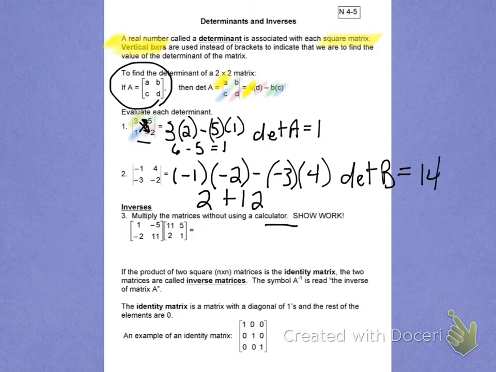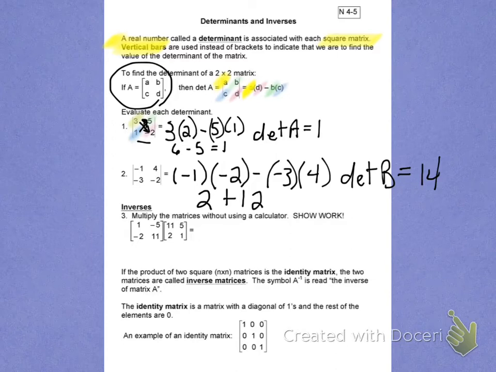Okay? So the determinant of B is equal to 14. Now I have a little stray mark there. Let me get rid of that. So, for inverses, it's a little different story. Determinants are fairly straightforward, not too much trouble. Inverses are a little different. Let's multiply these. And remember, we always multiply row by column.